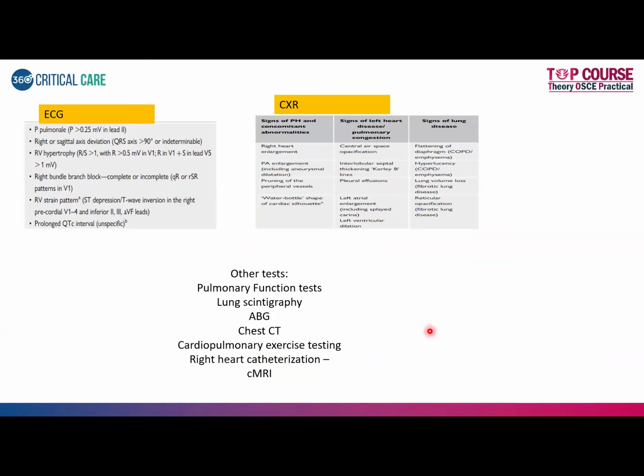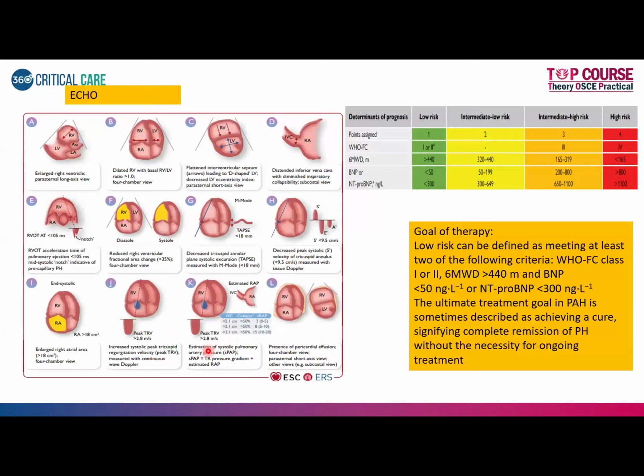Now, the ECG findings, P pulmonale, patient can have right axis deviation, right ventricular hypertrophy, bundle branch block, right ventricular strain pattern, and prolonged QTc can also be found. Features of the pulmonary hypertension, left heart disease, and lung disease can also be found in the chest X-ray. Other investigations which are recommended are pulmonary function test, lung scintigraphy, ABG, chest CT, cardiopulmonary exercise testing, right heart catheterization, and cardiac MRI. Echo findings.